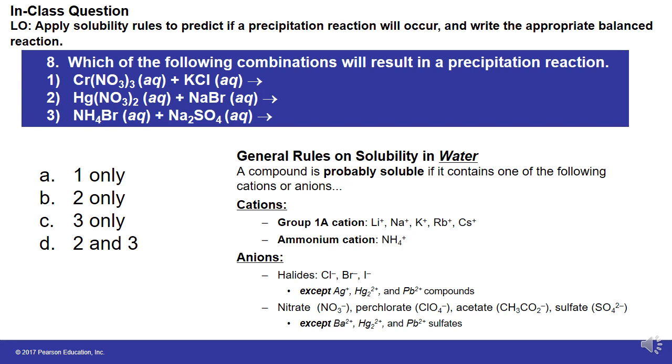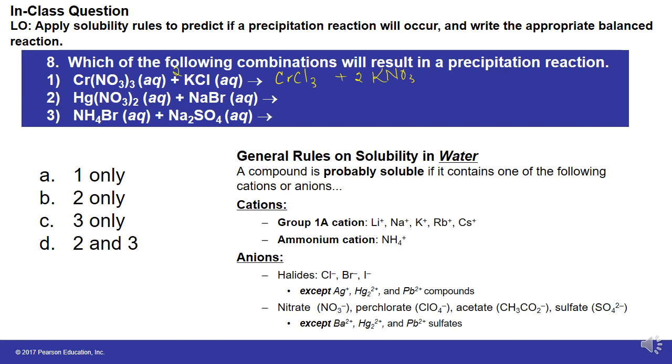All right, so for number 1, let's take a look. What will be your products? Remember these are double displacement or double replacement, so everyone swaps out their partners, and we're going to end up with CrCl3 and potassium nitrate. You know how to write these compounds because you know what the charge is on these ions. We need to balance out our reaction. So we've got to put a 2 here and a 2 there. Now our reaction is balanced.